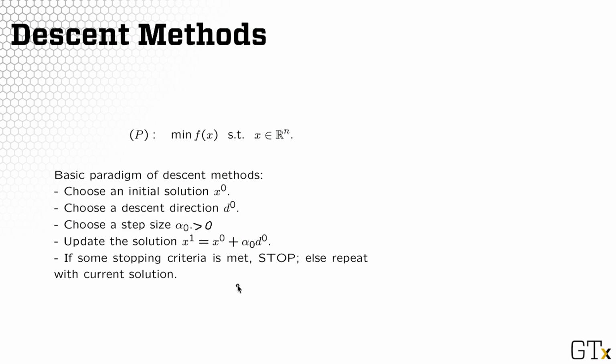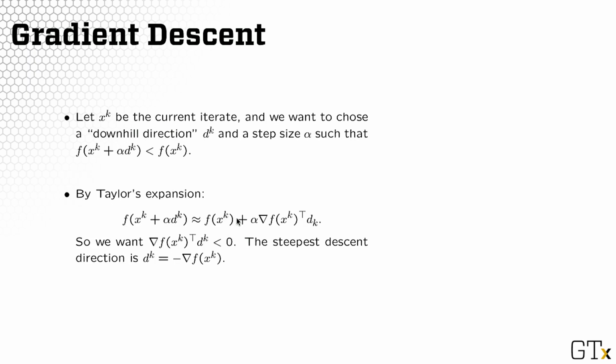So now the important question is, what should be the direction that we move in, and how should we pick the step size? So let's try to understand this. Let's derive this gradient descent method. So suppose we are at a point, xk, that is the current iterate. This is a given vector. And we want to choose a direction, a downhill direction, right?